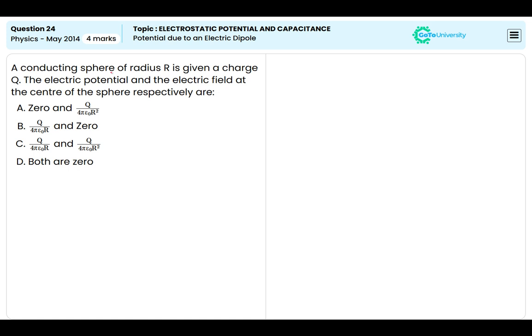A conducting sphere of radius r is given a charge q. The electric potential and the electric field at the center of the sphere respectively are. Okay. For a conducting sphere, the electric field at the center is 0.